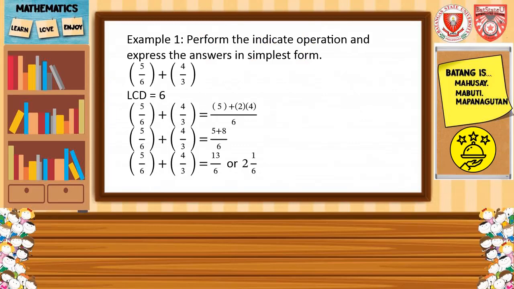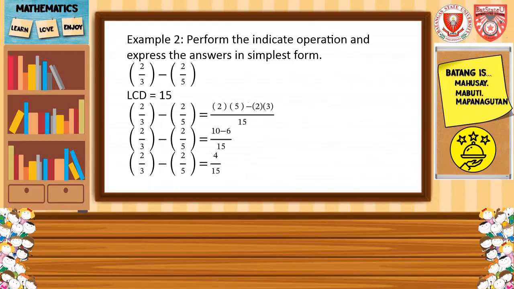Example number 1. Perform the indicated operation and express the answer in simplest form. We have 5 over 6 plus 4 over 3. The LCD of 6 and 3 is 6. Since 6 divided by 6 is 1, times 5, we have 5. Then 6 divided by 3 is 2, 2 times 4, we have 8. So we have 5 plus 8 over 6. Then 5 plus 8 is 13 over 6. The simplest form of 13 over 6 is 2 and 1/6.